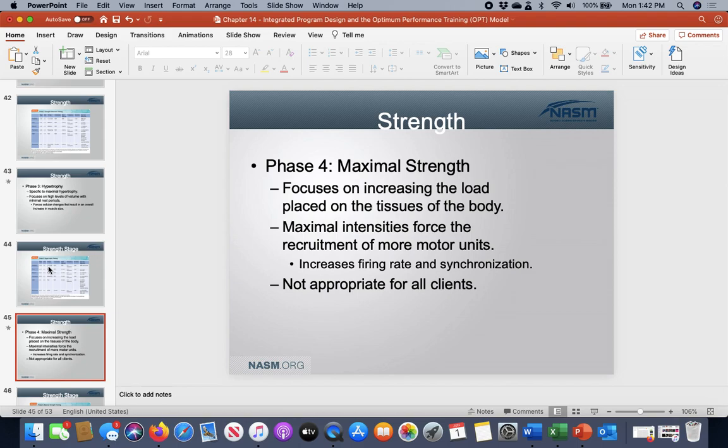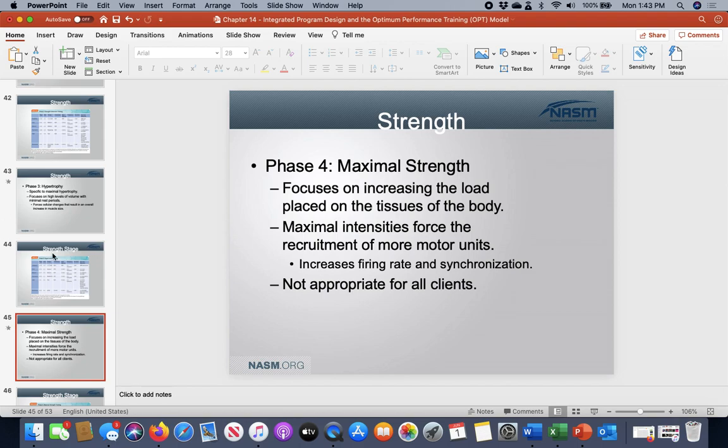Lower rep counts, lower rep counts. Volume can be wherever you want it to be, depending upon the day. So we're looking for increased firing rates and synchronization of our motor units. So we talked about those. Firing rate, meaning you're firing off quicker, and there's a rapid discharge. That's why you need more recovery.